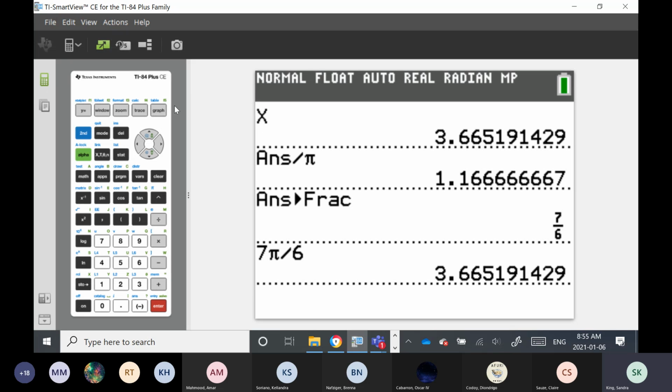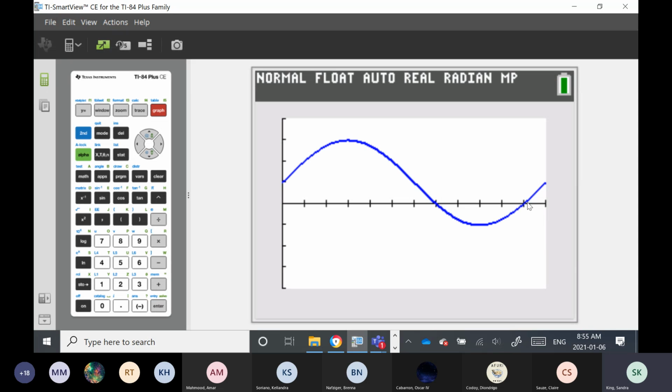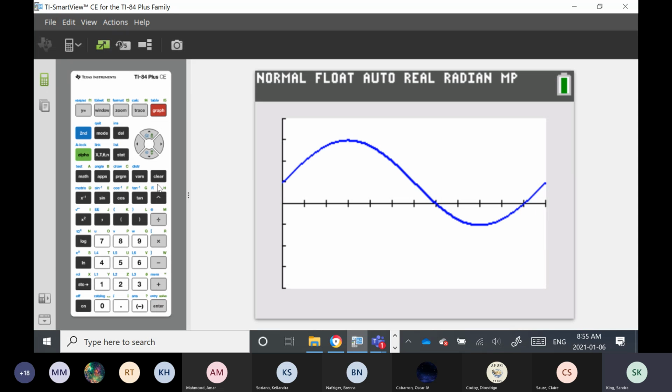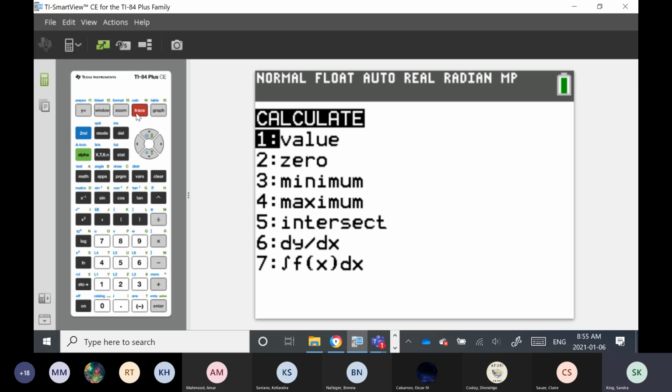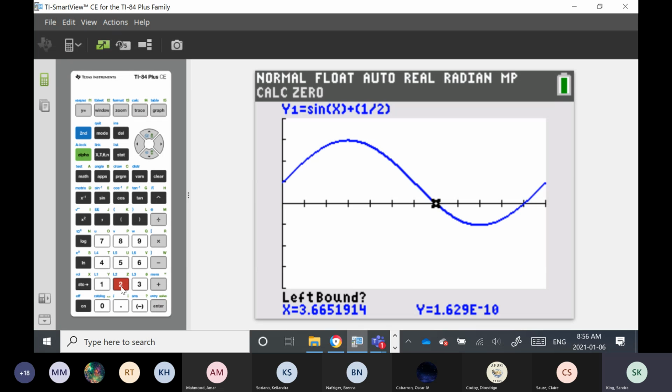Let's find the second 0. So go back to your graph, see if you could find this one. So second function, calculate. Going back to, when did we teach you zeros? 20-1. You're doing number 2.